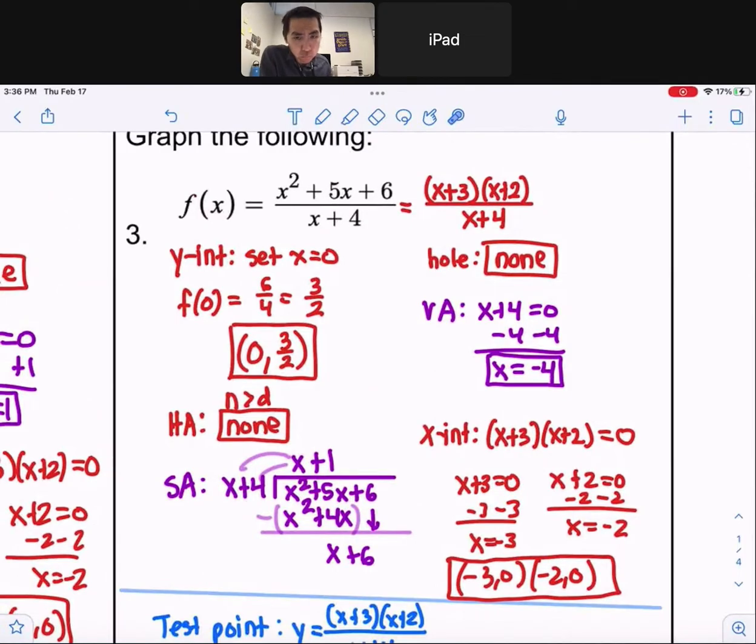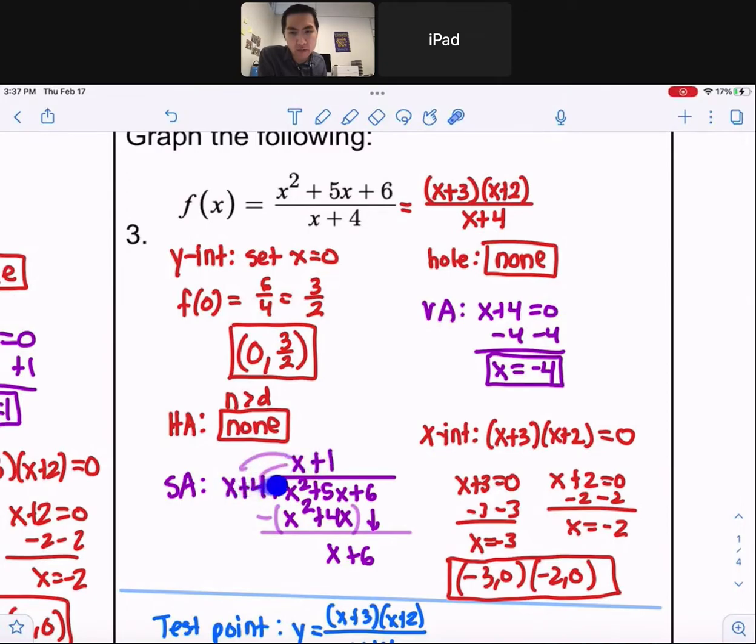So for the most part, you have all this, right? Set x equals 0 to get the y-intercept, so it's 3 halves. Horizontal asymptote is none because the degree up top is more than the degree on the bottom. Slant asymptote, right? Nothing crazy to report here.